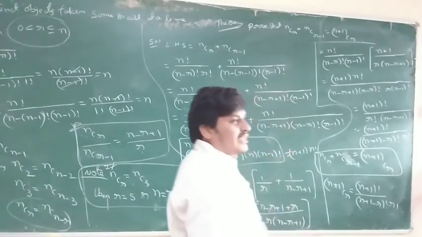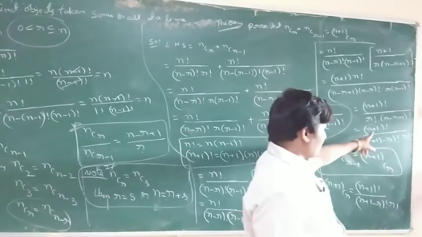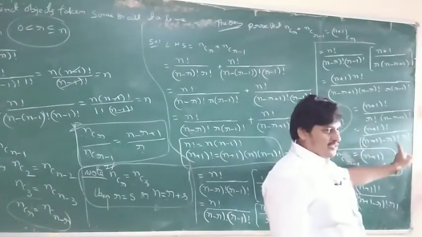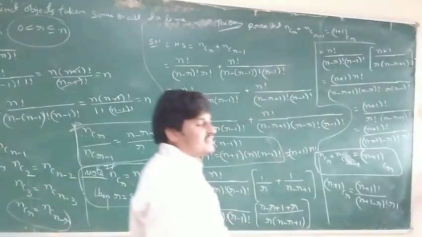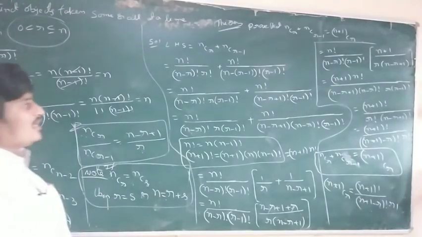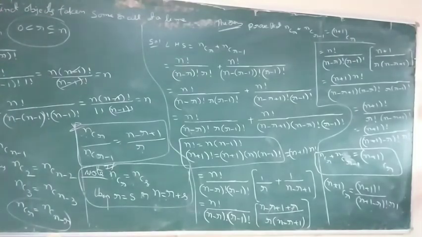The nCr formula is n factorial by (n minus r) factorial into r factorial. Here n is equal to n plus 1: (n plus 1) factorial by (n plus 1 minus r) factorial into r factorial is nothing but (n+1)Cr. Okay, these results are all very important. Today I will continue the last exercise, 11.3. Okay, clear? Thank you.